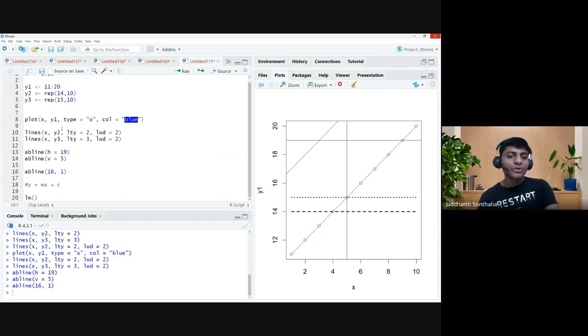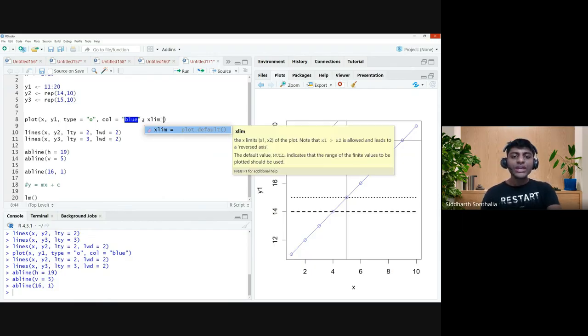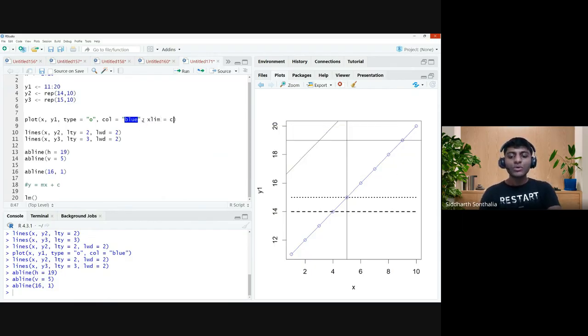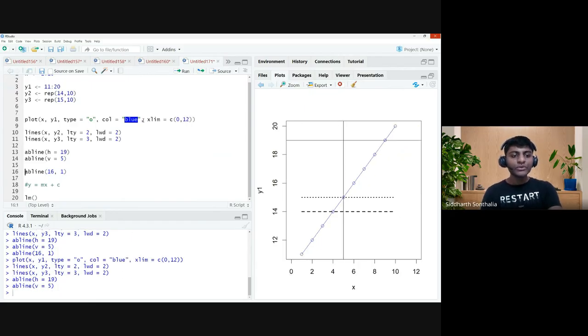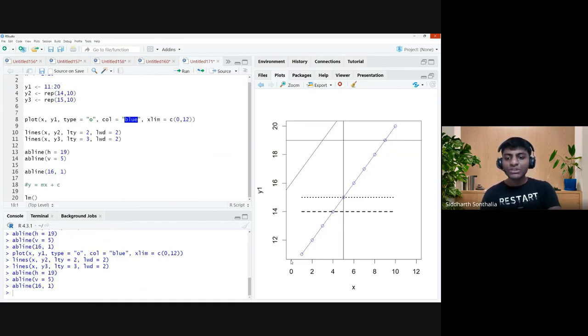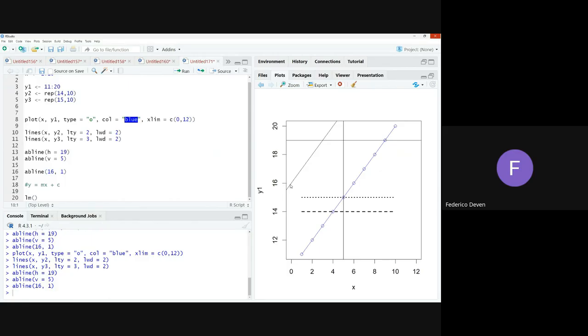What we can do is go to plot and adjust the xlim. I can adjust the xlim to start from 0 and go to 12. Now if I plot it out, it will start from 16, because 0 is right here. So at this point, it's starting from exactly 16, not below 16.